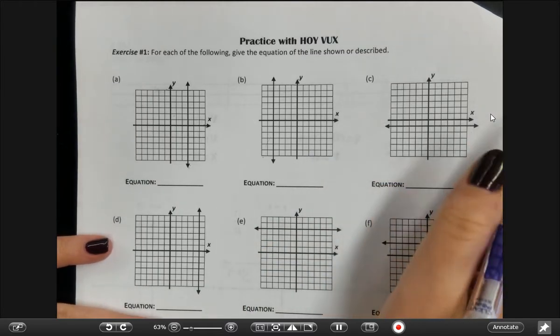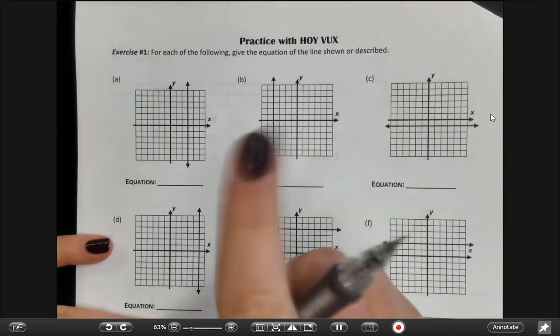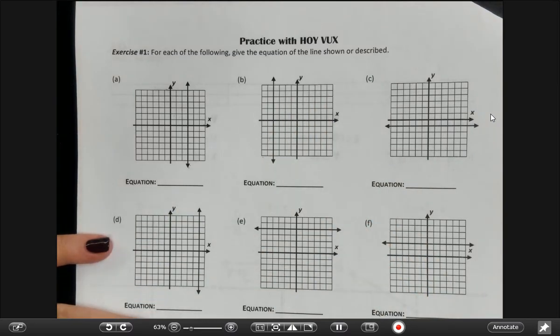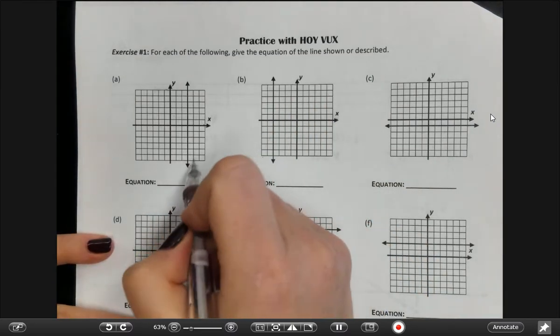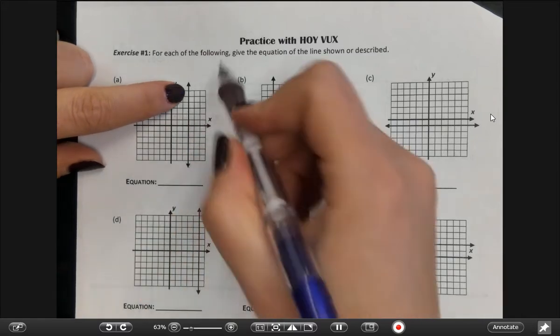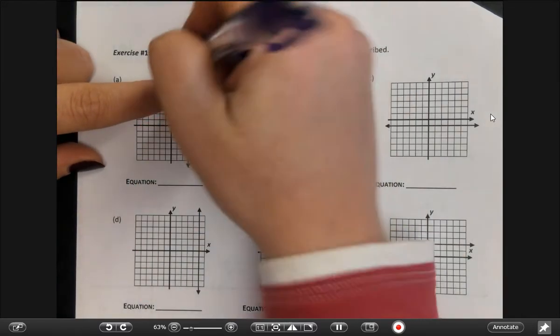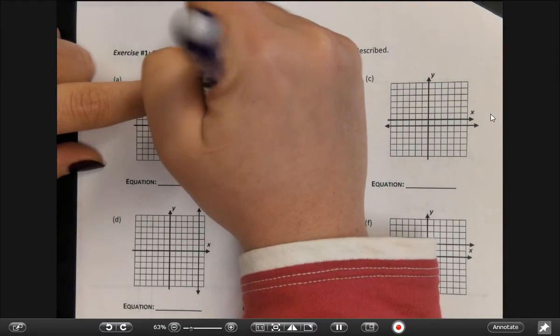Okay, so the first thing I want you to recognize is if the line is horizontal or if the line is vertical, all right? So right here, I'm looking at this line. This line is a vertical line. So this is a VUX line, okay?